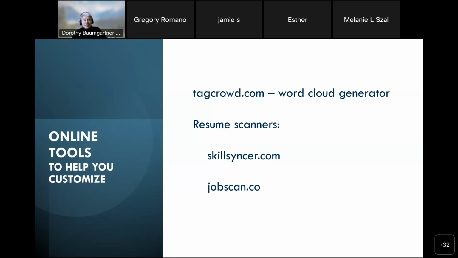Now, remember, ATSs are all different, so they're programmed differently. So it's not a guarantee by any means, but it's going to give you a pretty good idea. You'll get a score, and then it will give you the specifics about what you matched and what you didn't match. So SkillSyncer is unlimited and free, and I think it's pretty good. I would start with that.